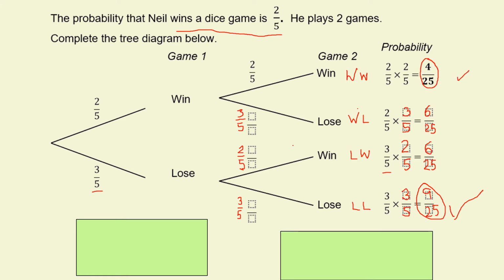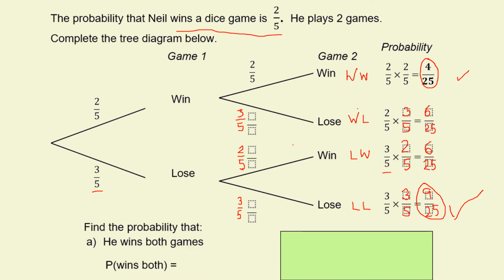All right. In my box at the bottom, I've got a couple of questions. What's the probability he wins both games? All right. Writing P wins both like that just means what's the probability. It's a short way of writing it. All right. Maths way. Well, we can see the probability he wins both is just 4/25, yeah? That's it.